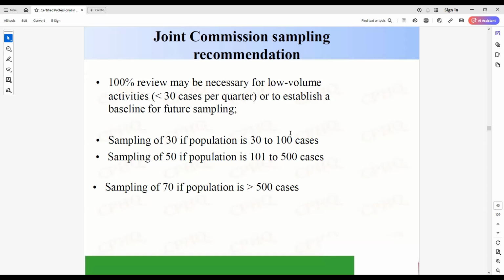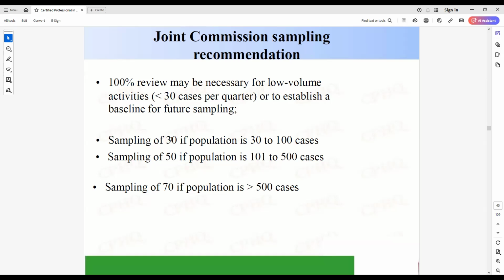Again, this is very old. To be very honest, I didn't see changes to this sampling technique by Joint Commission, and it's mostly used for data being collected specifically for the Joint Commission review and statistics. Sometimes it's used as a reference guide for people who are trying to start collecting data for certain cases or events within their organization that doesn't have a specific sampling. It says 100% review may be necessary for low volume activity, which is less than 30 cases per quarter, or to establish a baseline for future sampling.